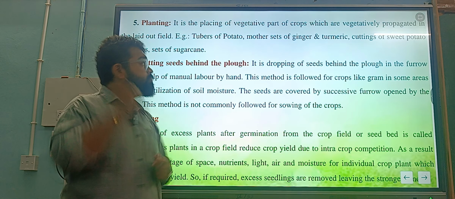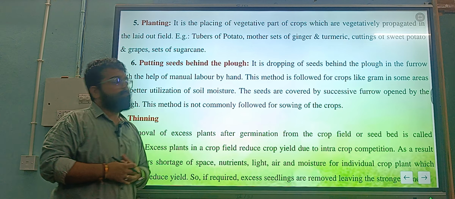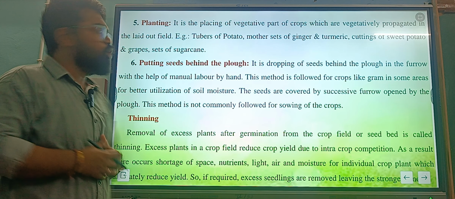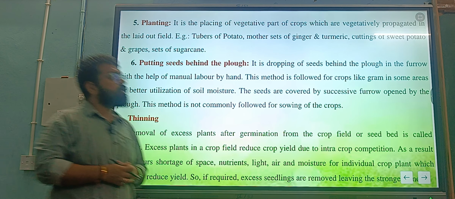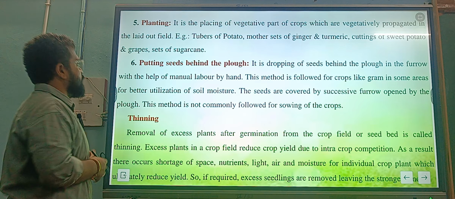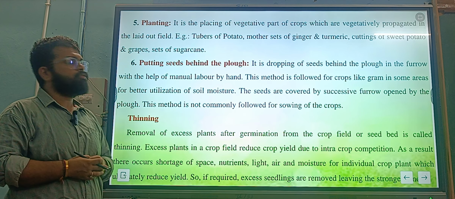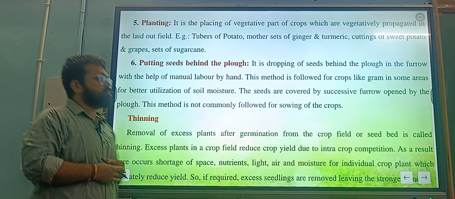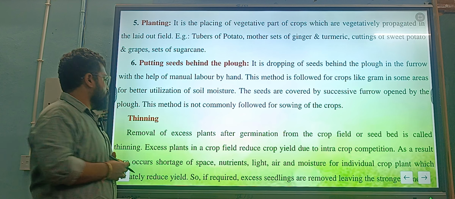Then planting: it is placing of vegetative parts of the crop, which are vegetatively propagated, into the field. For example, the tubers of potato, mother sets of ginger and turmeric, and cuttings of sweet potato are generally planted. It is not sown, it is planted. Then putting of seed behind the plough, or plough sowing, is dropping of seed behind the plough in the furrows with the help of manual labor. This method is followed in crops such as gram in some areas for better utilization of soil moisture.